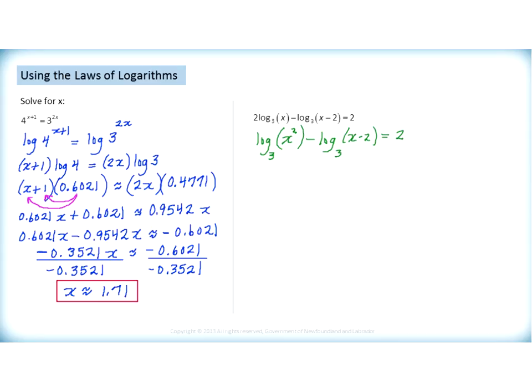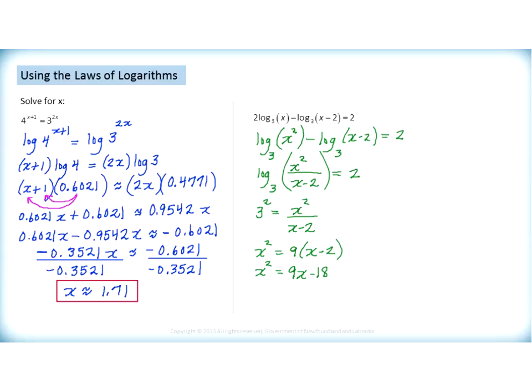If we have the difference of 2 logs, that can be rewritten as the log of a quotient, x squared divided by x minus 2 to the base of 3 is equal to 2. In order to solve for x in this example, we have to switch this from logarithmic form to exponential form. So you have 3 squared is equal to x squared divided by x minus 2. Cross multiplying, we have x squared is equal to 9 multiplied by x minus 2. So x squared is equal to 9x minus 18.